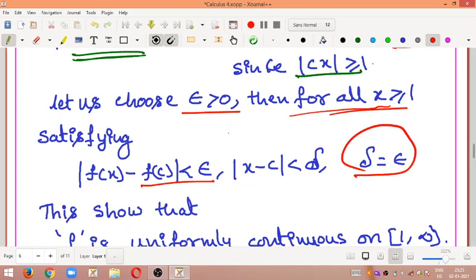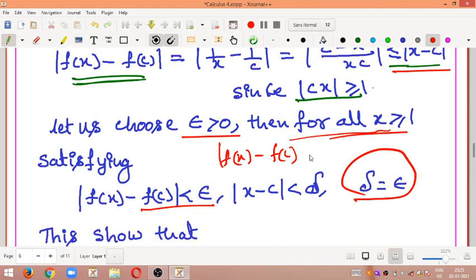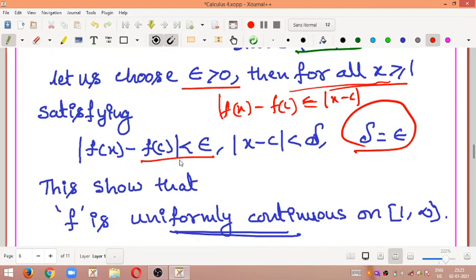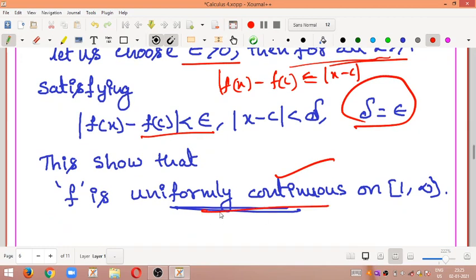That means here, mod f of x minus f of c is less than or equal to mod x minus c, which is less than delta. If delta is equal to epsilon, then we say that the given function is uniformly continuous. So in this way we will prove uniform continuity on the given interval.